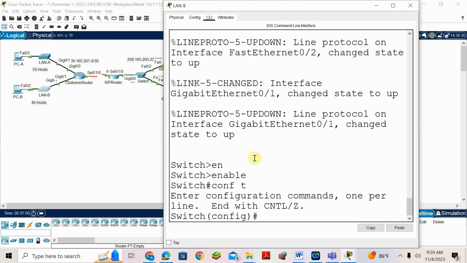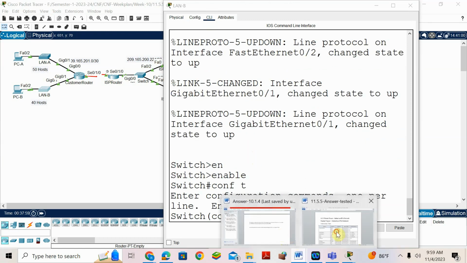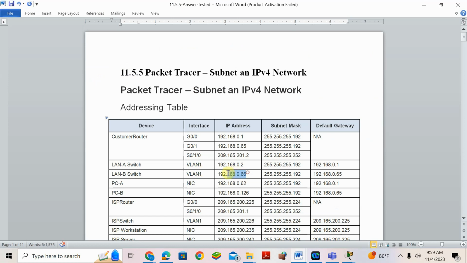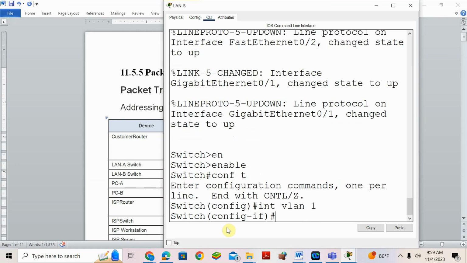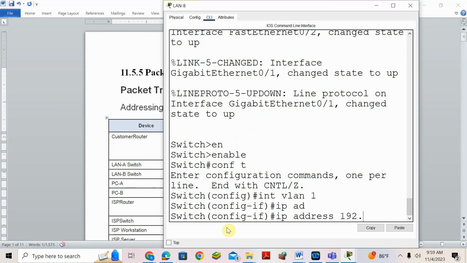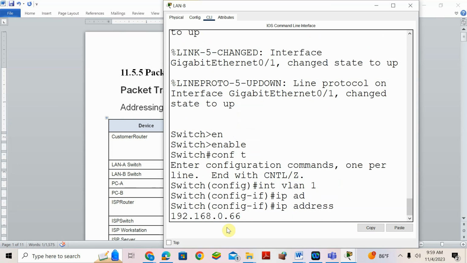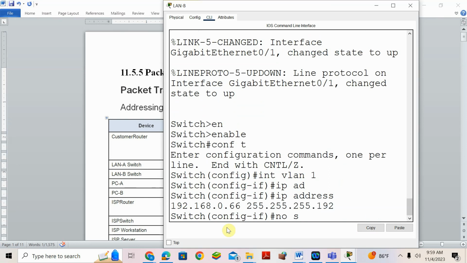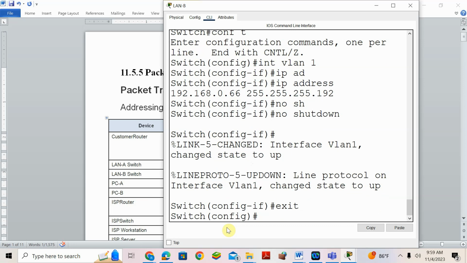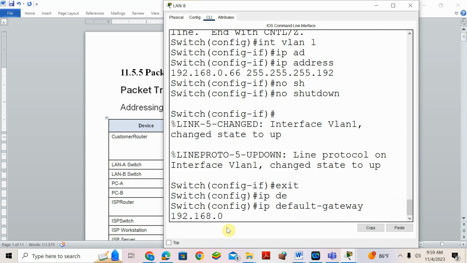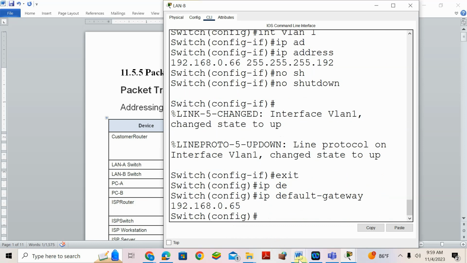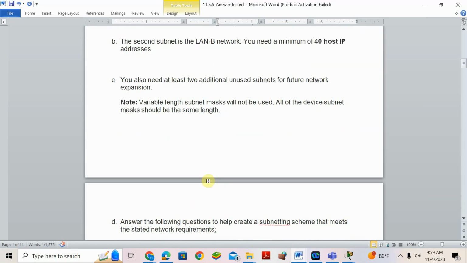I think for LAN B it will be like: enable, config t, whatever the IP address of LAN B switch, 0.66, mask this one, 0.65 is gateway. So go here, interface VLAN 1, IP address 192.168.0.66 255.255.255.192, no shut, exit, ip default-gateway 192.168.0.65, done.